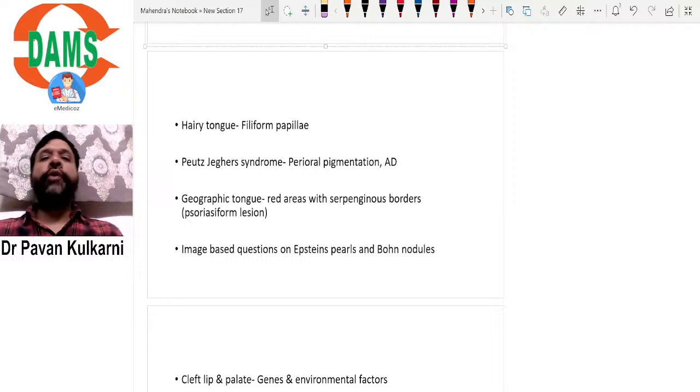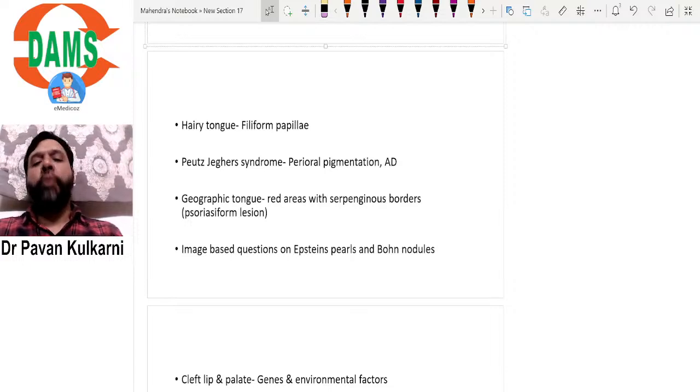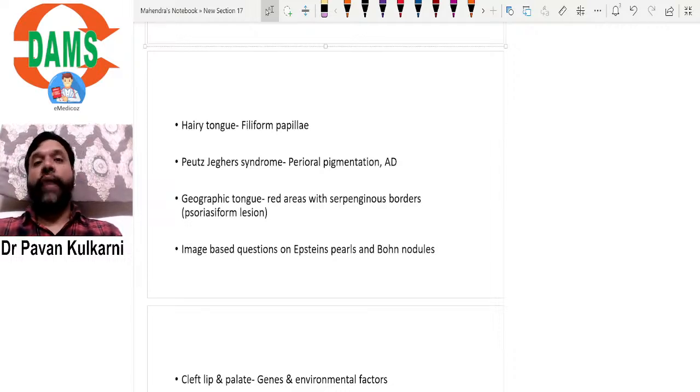Whereas coming back, Bohn's nodules will have white colored nodules at the junction of the hard and soft palate. So the main difference between Epstein pearls and Bohn's nodules is the location of those white nodules. How to differentiate these from newborn cysts? Okay, we know that there will be some cysts, odontogenic cysts, that you see in newborns, because those are seen in the tooth bearing area, the alveolar region, as white colored nodules. Whereas Epstein pearls and Bohn's nodules you see on the palate.